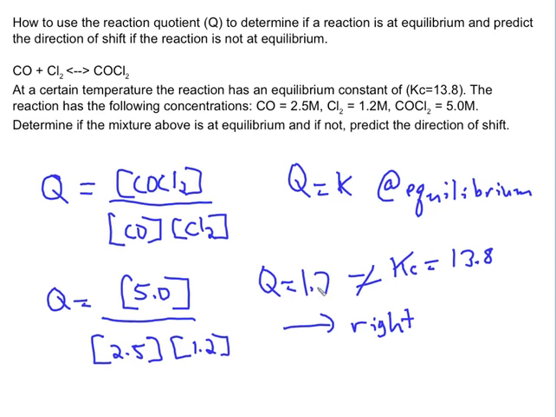That way we'll make more COCl2. The concentration of that will increase, and that will make Q become closer to K. So that's how you can use Q to see if you're at equilibrium, and if not, you can predict the direction of the shift. That's it.